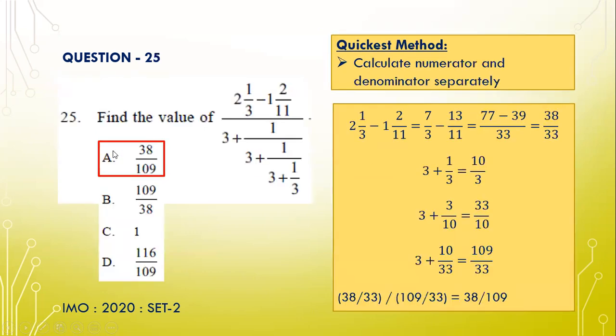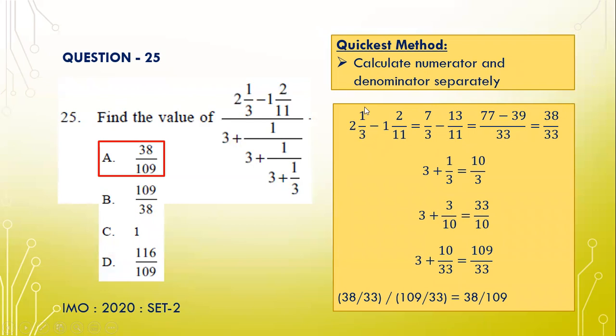Last question, hooray! Find the value of 2 integer 1 upon 3 minus 1 integer 2 upon 11, whole divided by this whole thing. So you have to calculate each of the numerators and denominators separately. And again, for the denominator, you have to calculate it piecewise. So 2 integer 1 upon 3 minus 1 integer 2 upon 11.